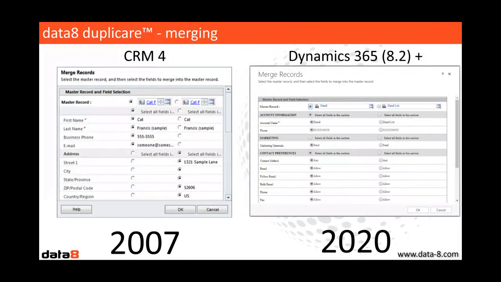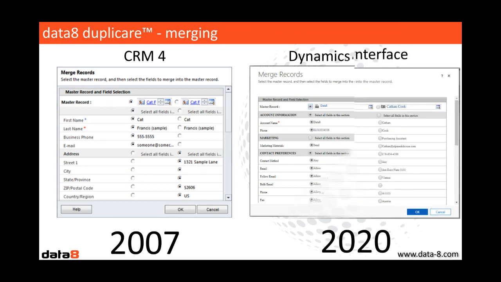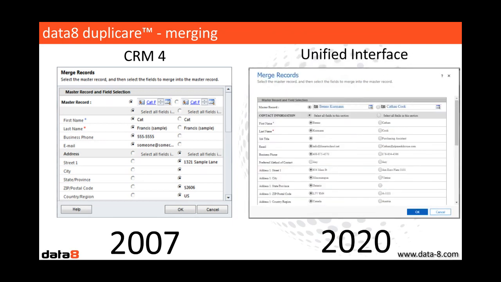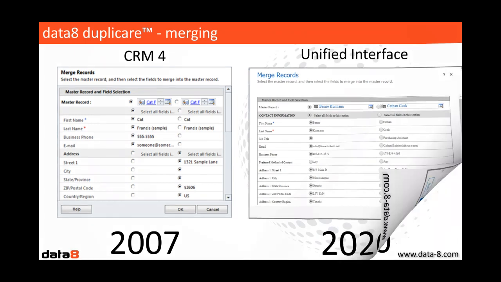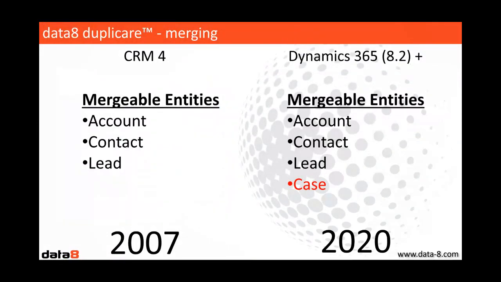Merging is again exactly the same. So you can merge two records, pick your field from the left or right sides. And it is there in the unified interface. It's exactly the same. It's not made any better by it, but it is at least there. One slight improvement that has come along: you used to be able to merge the account, contacts, and lead entities. You are now able to at least merge the case entity as well, but no more than that. You're still only restricted to those 4 entities.